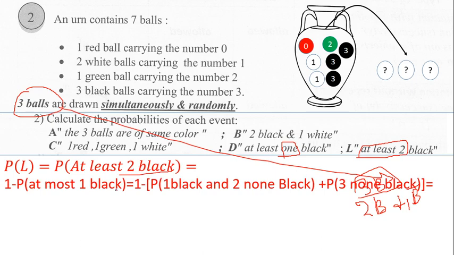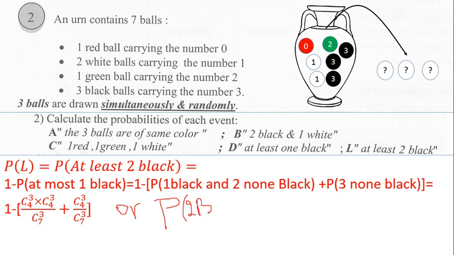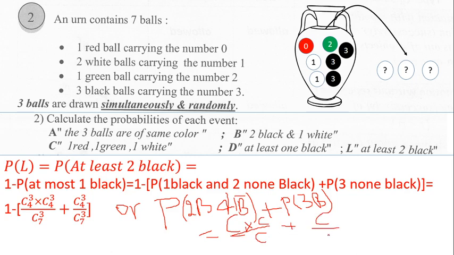1 minus at most 1 black. This is another way to find this. You can say 1 minus 1 black and 2 non-black, or 3 non-black. This is the calculation. Or we can say probability, I do prefer this in this exercise, 2 black and 1 non-black plus probability of 3 black. In this case, I don't prefer to take the complement, I work it like this. I can say C times C over C plus C over C.